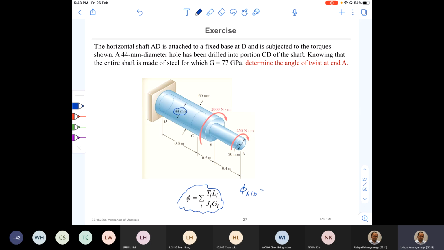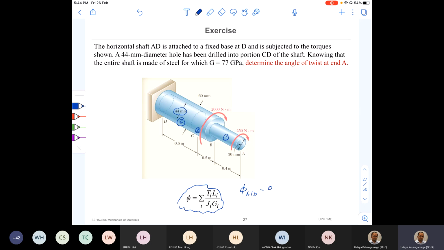A to B is one portion, right? And B to C, again, is a solid shaft. The diameter is 60 millimeters, and internal torques are different. Therefore, we can mark it as 2. And C to D, the inner part is hollow. Therefore, it's a hollow circular member. So this is the third portion. There are 3 portions here.